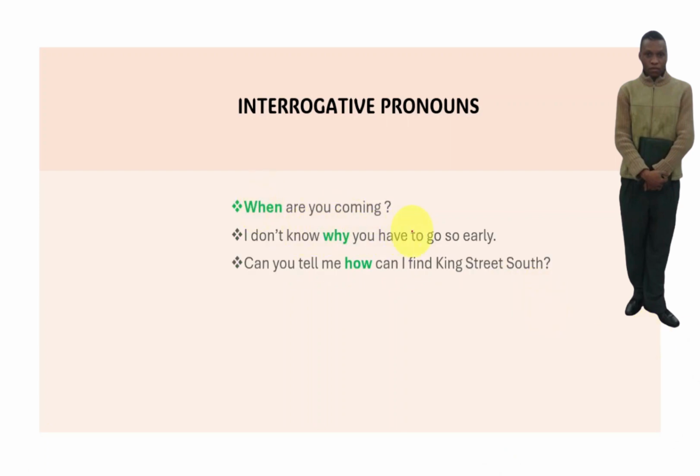When are you coming? I don't know why you have to go so early. Can you tell me how I can find King Street South? Okay. So again, when are you coming? I don't know why you have to go so early. Can you tell me how I can find King Street South?